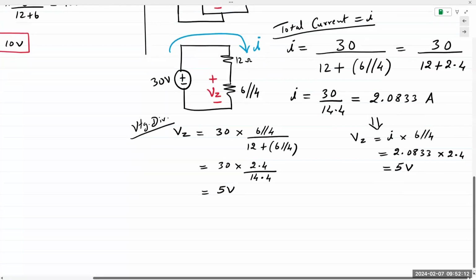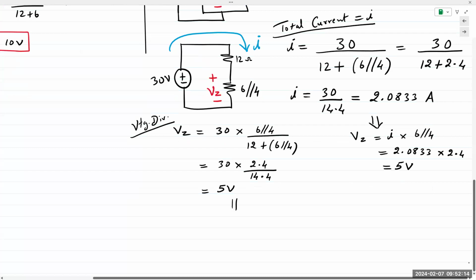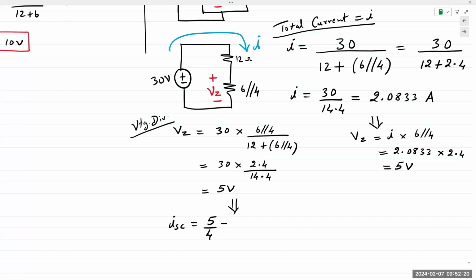From here, if I wanted to find ISC, ISC would simply be 5 divided by 4, 1.25 amps. Because VZ is a parallel combination of 6 and 4, voltage across the 6 ohm resistor is 5 volts. Voltage across the 4 ohm resistor is also 5 volts.